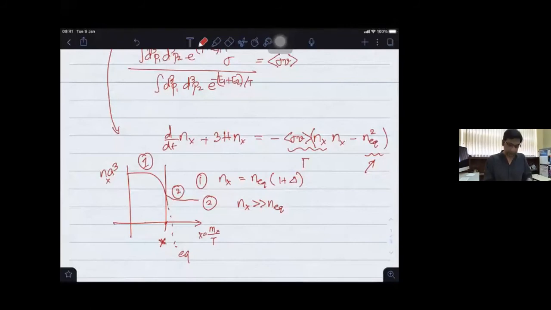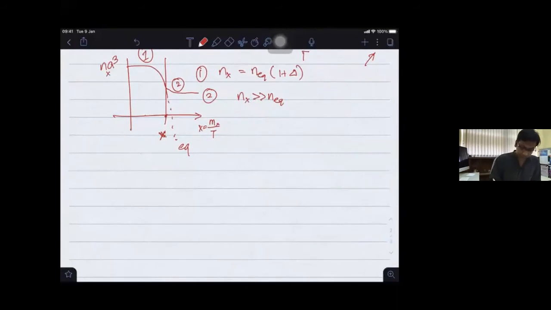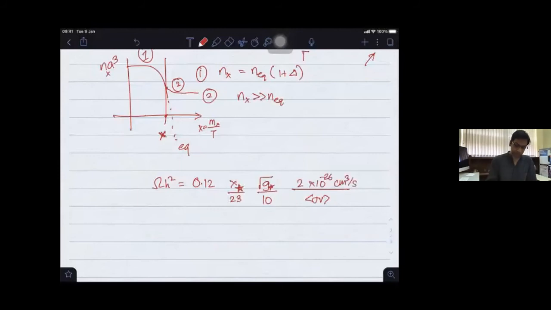So I'll write down this answer. If you do that, you will be able to find out what the number density is. And that number density leads to omega h squared of 0.12 when this transition, x star I will call it, happens roughly around 20. It depends on the number of degrees of freedom in the universe, so g star is roughly of order 10. And the cross section, average sigma v, is of the order 2 times 10 to the power minus 26 centimeter cubed per second.